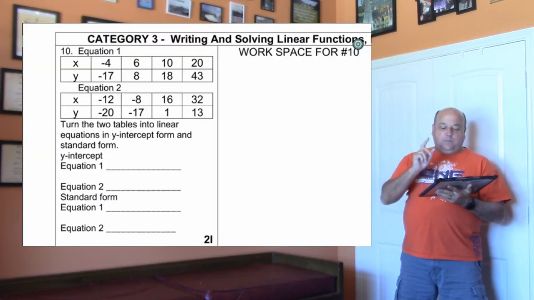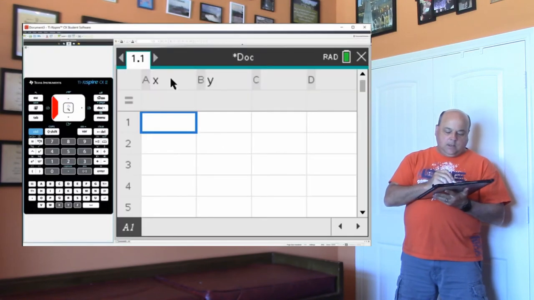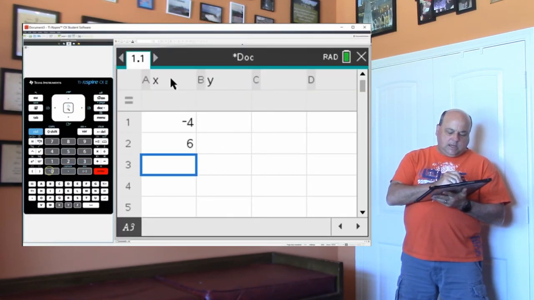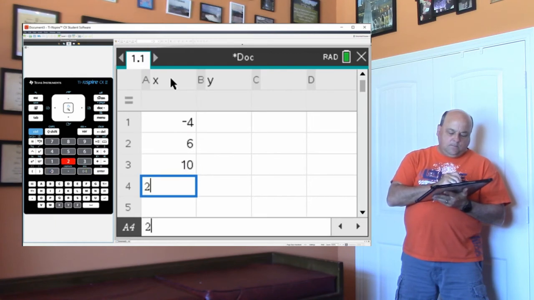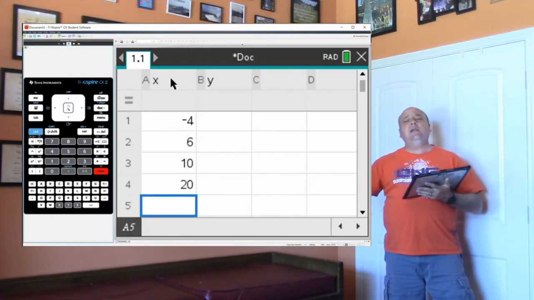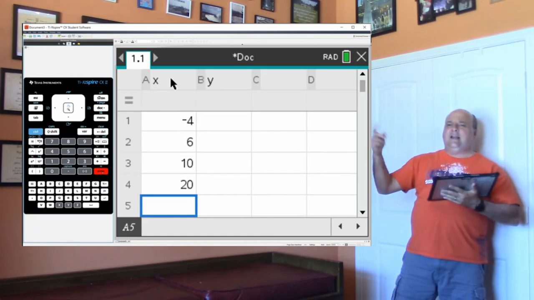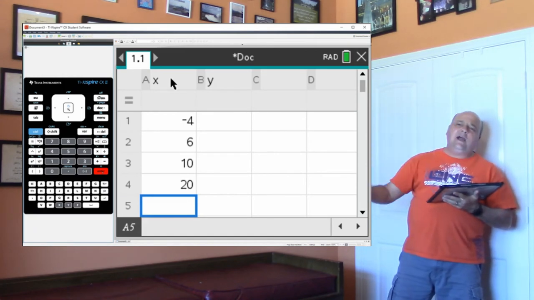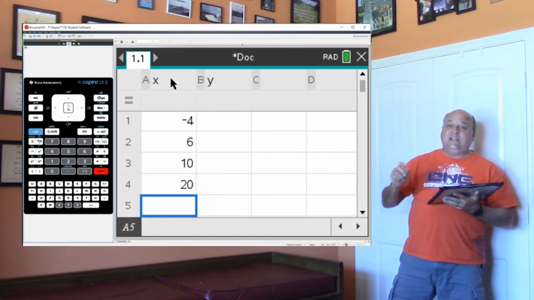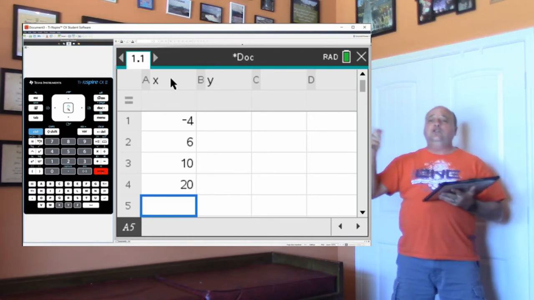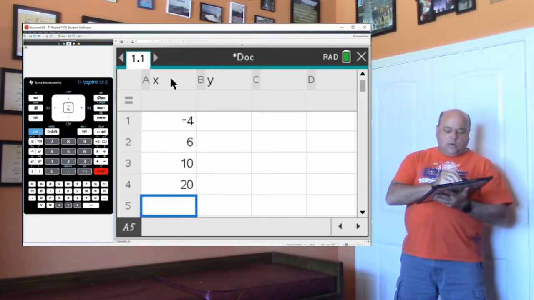So we're going to do the top one: negative 4, 6, 10, 20. If you're watching this, please do this with your calculator so you can get the hang of doing it, because you've got to do this over and over for it to sink in. On the STAAR, you can't use your notes, okay? You're going to have to know how to do this.